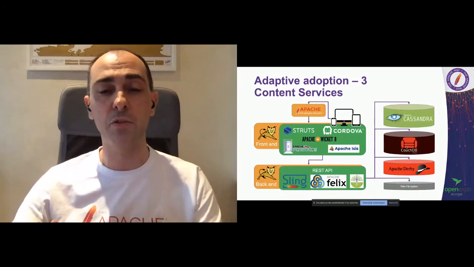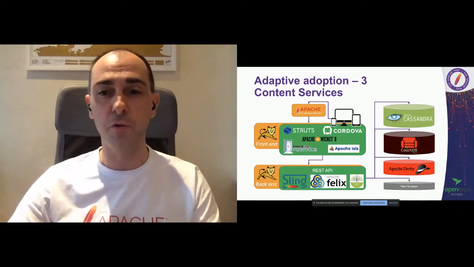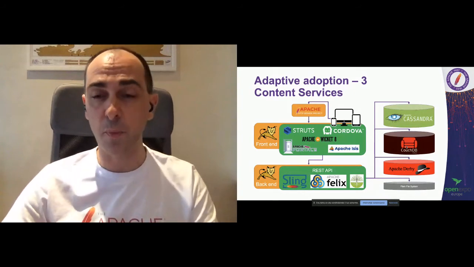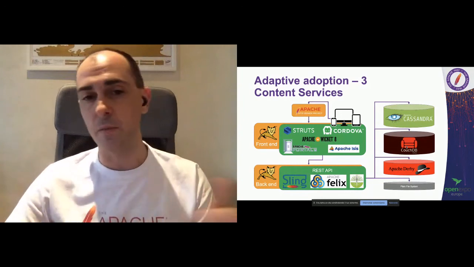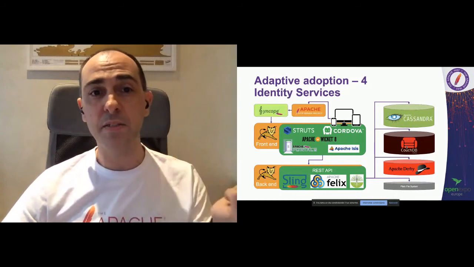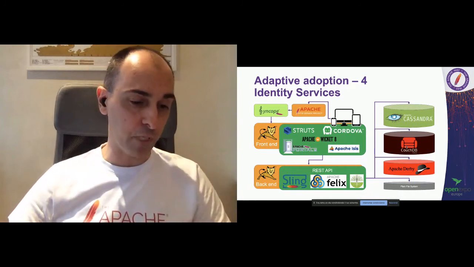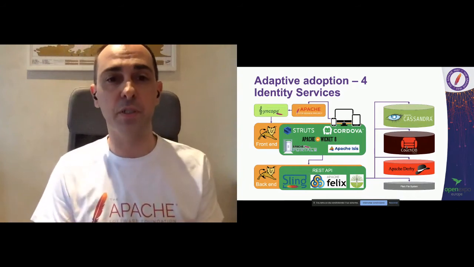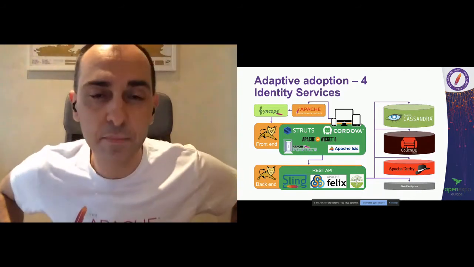Another iteration can be content services, so you probably need a second stage and a second step. For the repository here, we are using Sling, which means that we are using Jackrabbit Oak. It is a content repository for managing every content, so documents, images, and so on. Then we need identity services. So here I have added Apache Syncope as an identity provider. This means that your users have some password stored, for example, in your LDAP server or your Active Directory server.